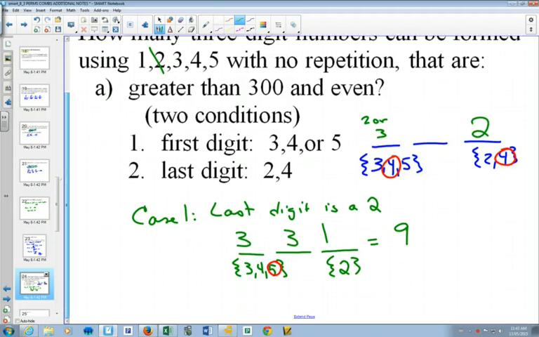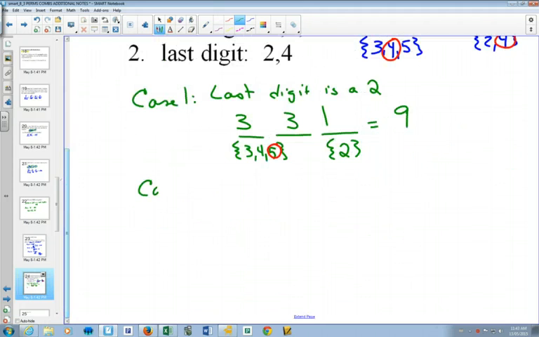Case 2, what haven't we counted yet? If it ends in a 4.